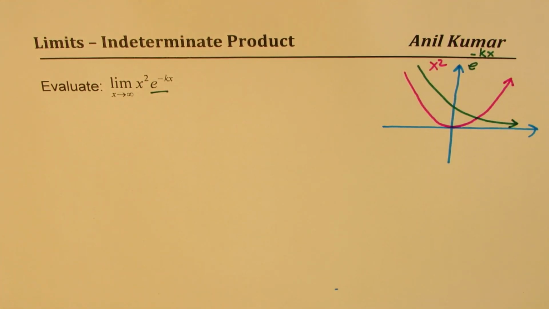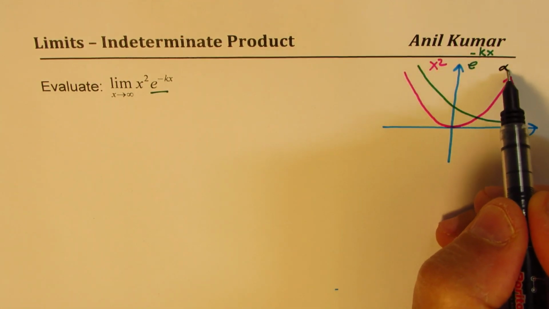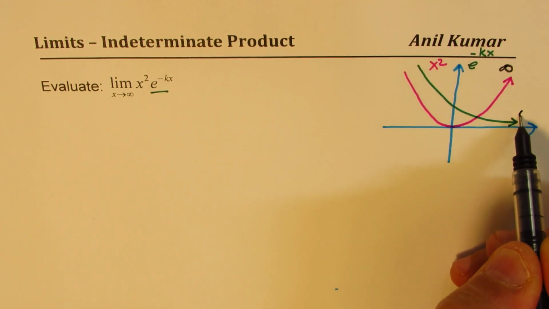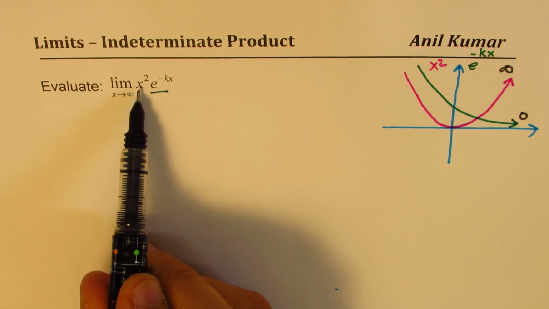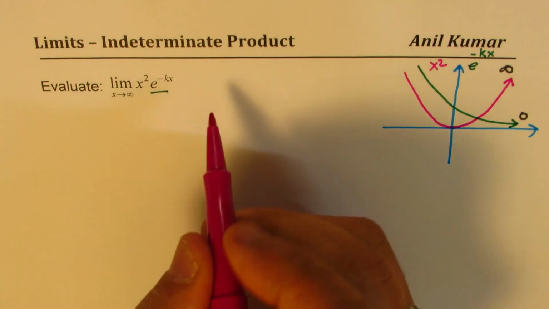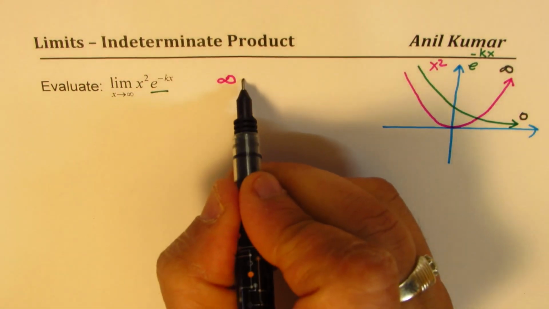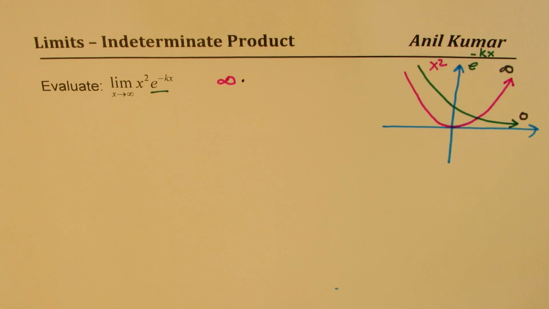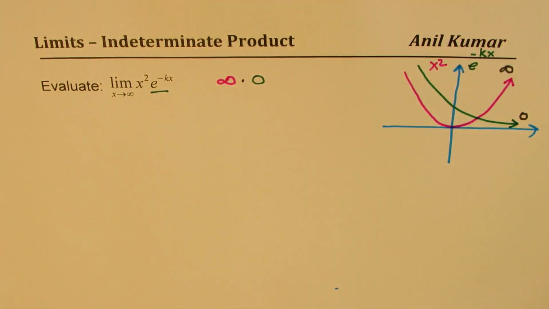Right? So what do you notice here? You clearly notice that one of them is approaching infinitely large value, the other one is approaching 0. So when I substitute infinity here, we get a situation which is infinity times 0. So that is the indeterminate product which we are talking about. So I hope the situation is clear to you.